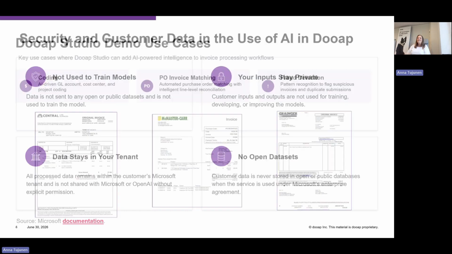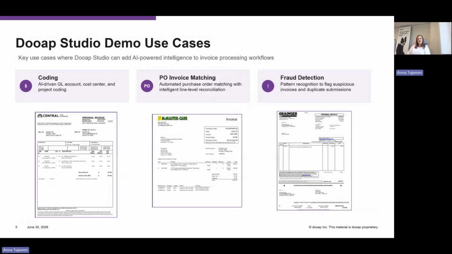Good. What I want to show you is a few exact demo cases, or use cases, which are the very typical areas where AI is now used. I am going to show a way to apply coding automatically, do some PO invoice matching automatically, and also some fraud detection. So let's get going.